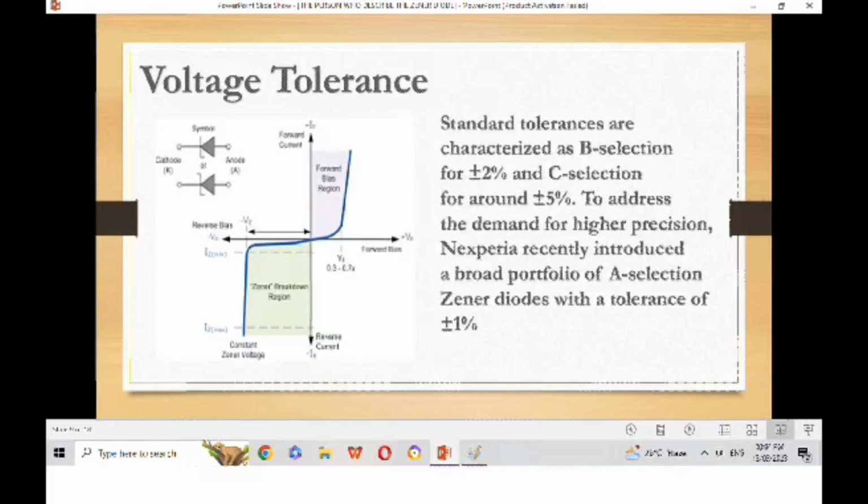Then next is voltage tolerance. Standard tolerances are characterized as the B selection for plus or minus 2% and the C selection for around plus or minus 5%. To address the demand for higher precision, Nexperia recently introduced a broad portfolio of A selection Zener diodes with a tolerance of plus or minus 1%.